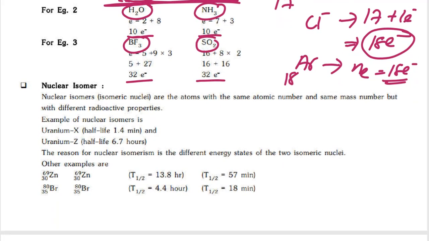Next, the last term: nuclear isomer. So what is the meaning of nuclear isomer? Nuclear isomers are those isomers which have the same atomic number, the same mass number, but different radioactive properties.